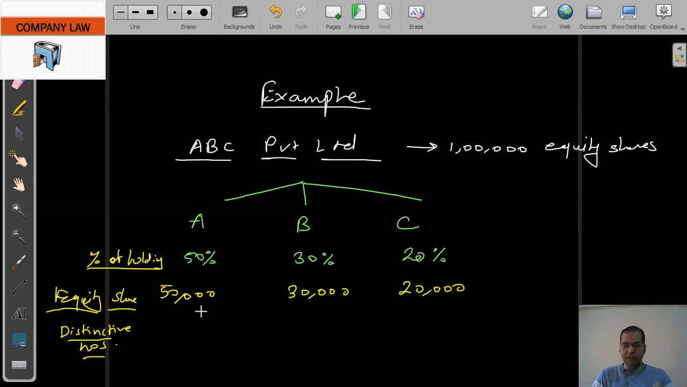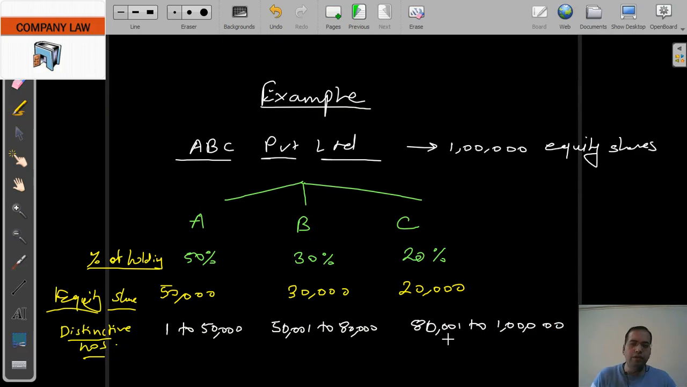So here shares will be divided into each distinctive number. My distinctive number will start, for example, from 1 to 50,000. So here my distinctive number would be 1 to 50,000, then 50,001 to 80,000, and then 80,001 to 1 lakh. So see how the shares have been divided into the distinctive number.